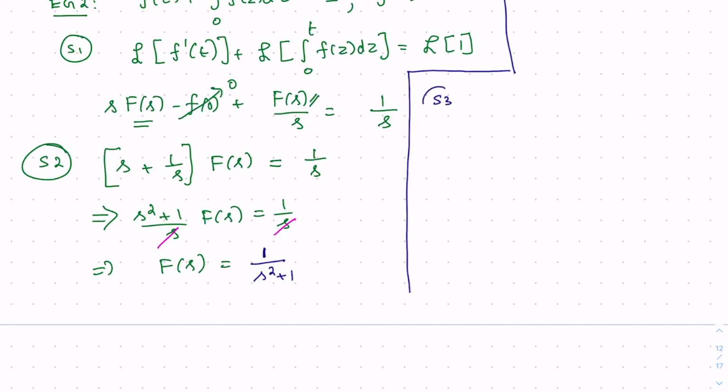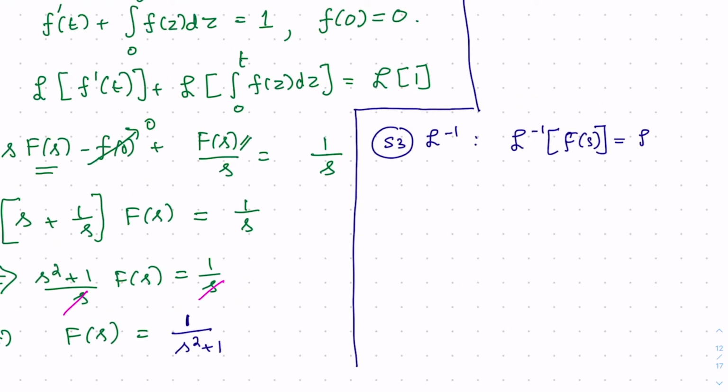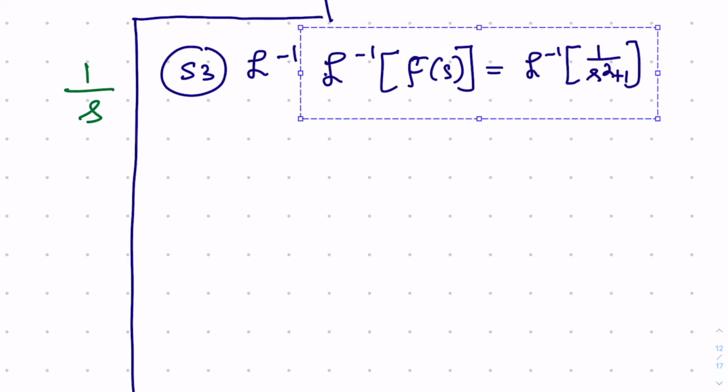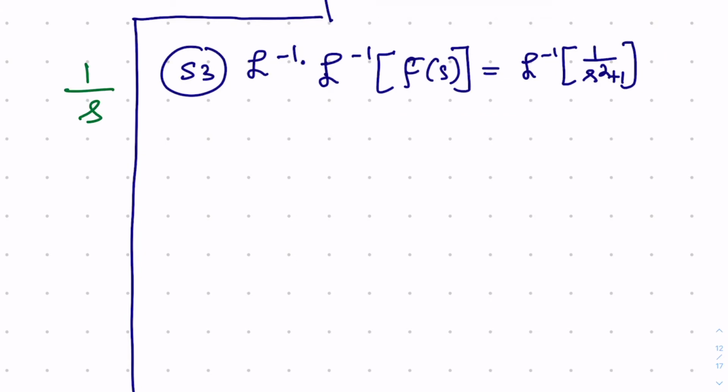The next step is to find the Laplace inverse. We need to apply the Laplace inverse. I'm going to have the Laplace inverse of cap F of s as my left hand side, equals the Laplace inverse of 1 over s squared plus 1. Then this left hand side is going to be f of t, and the right hand side, since the numerator is 1, a constant, is going to be sine t.